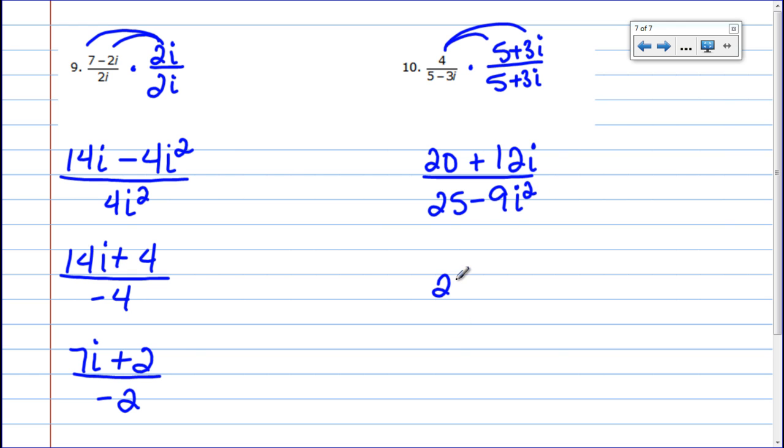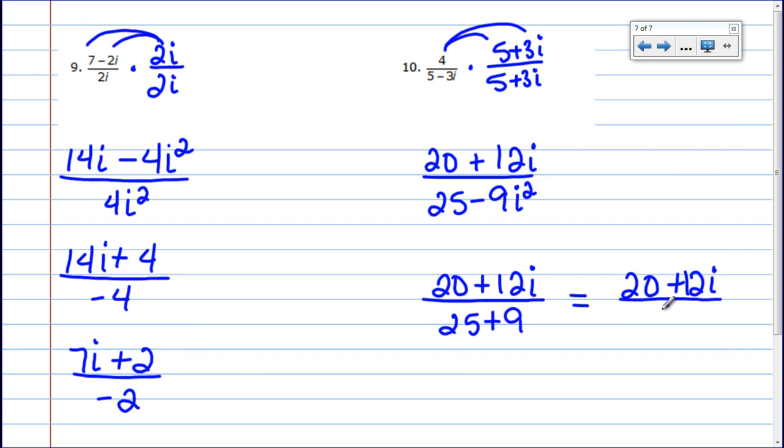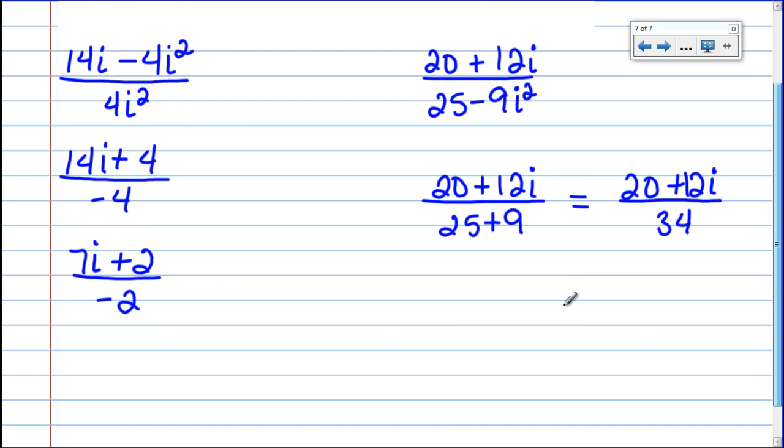So the top stays 20 plus 12i. The denominator down here becomes 25, and the i squared here changes this to a plus 9. And so to simplify, I have 20 plus 12i over 34. And all of this is now divisible by 2. So I'm going to divide everything by 2 to get in simplest form. So 20 divided by 2 is 10. 12 divided by 2 is 6. And then 34 divided by 2 is 17. There is your simplest version.